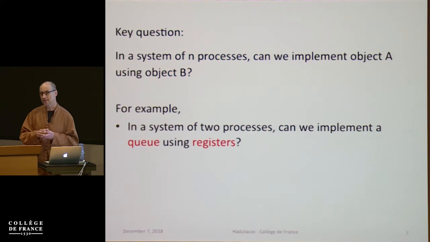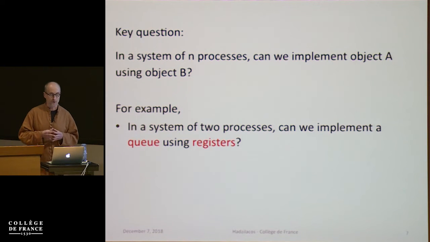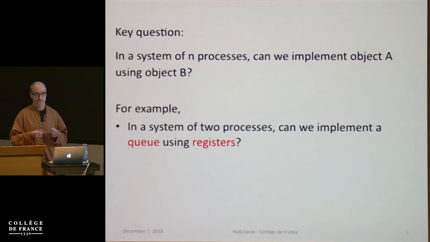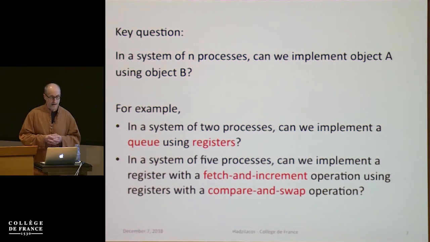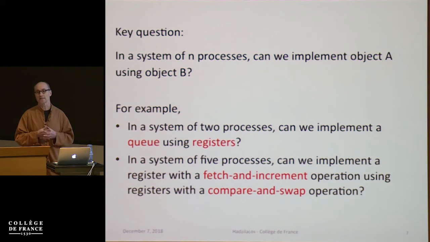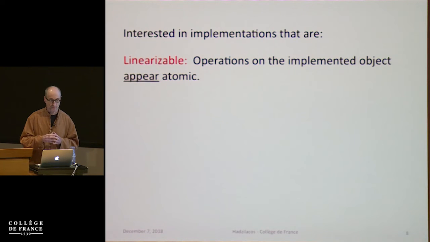To give you some concrete examples of this question: in a system of 2 processes, can we implement a queue using registers? You know the answer to this question. Rachid told you 2 weeks ago that the answer is no. Or in a system of 5 processes, can we implement a register with a fetch and increment operation using registers with compare and swap operation? Turns out that the answer to this question is yes. So these are the kinds of questions we will be interested in.